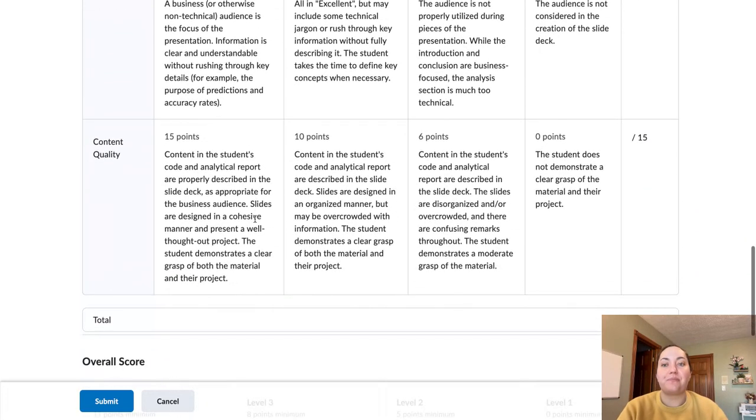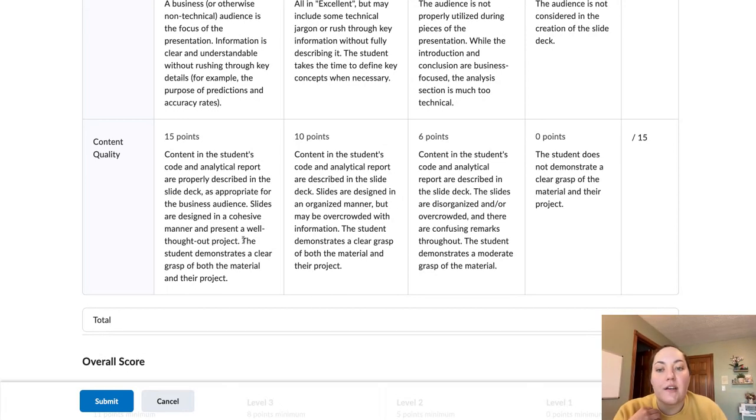That's excellent. And then finally, the content quality, because your slide deck should pretty much match your code and your analytical report. So making sure that you're not just describing a totally different project, you're not skimming on too many details. Your audience is still very intelligent, they're just not super technical. So make sure you're still describing what's really important. You're getting your point across. You're making sure that the slide deck is cohesive. You're not putting too much tiny little text on your slides.